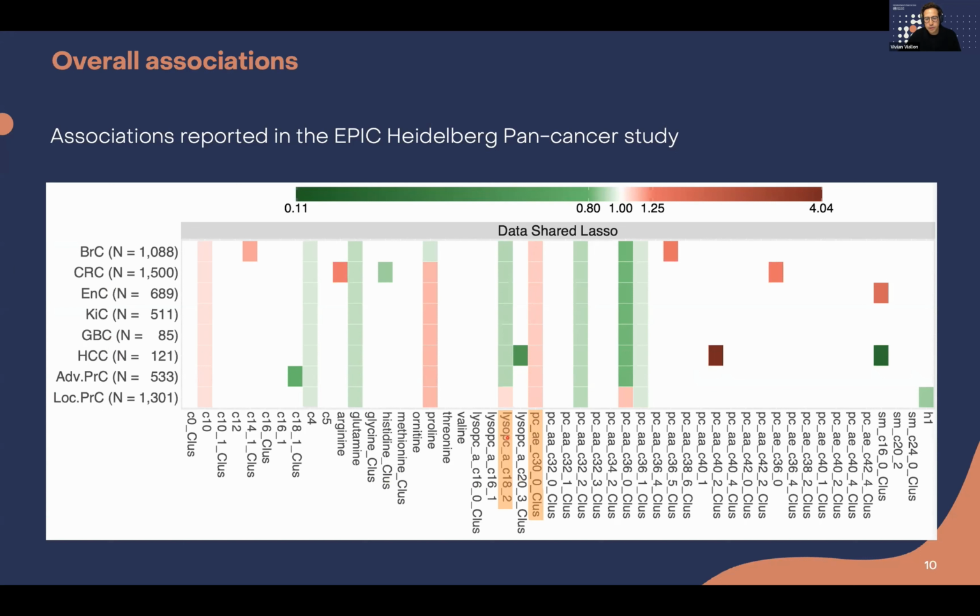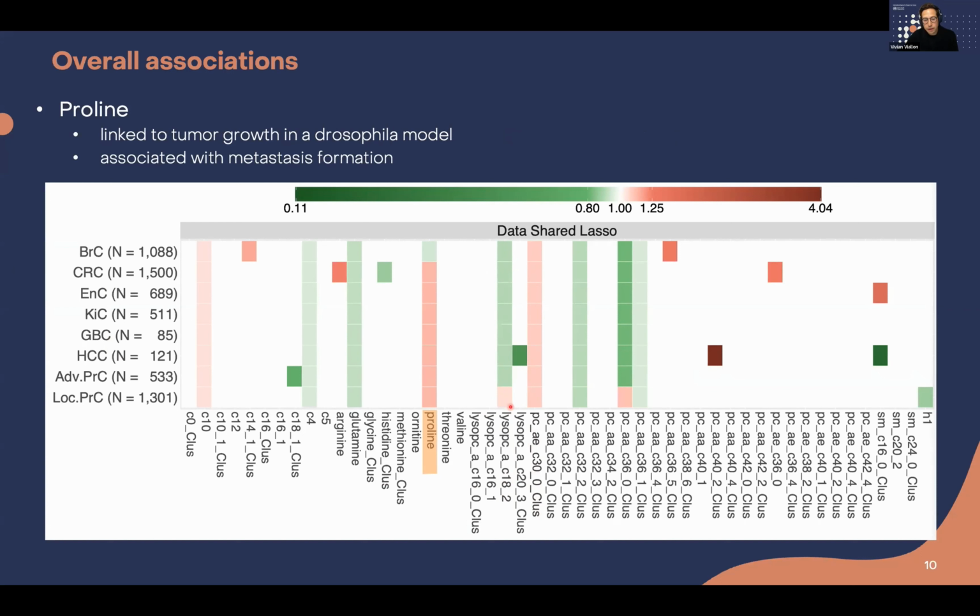And similarly, for this lysophosphatidylcholine, we observed a consistent inverse association with all cancer types, except maybe with localized prostate cancer, for which the association was either null or, I mean, borderline positive, if anything. We also identified other metabolites that showed a consistent association across the different cancer types. In particular, we observed a consistent positive association between proline and most of the cancer types, except breast cancer.